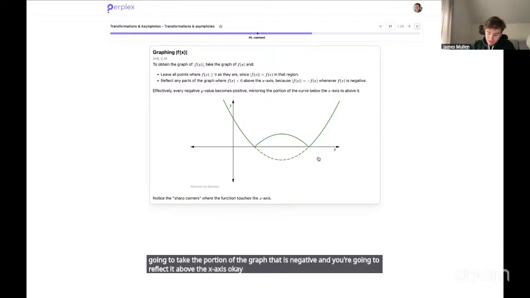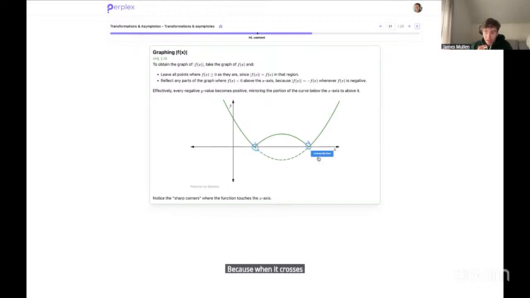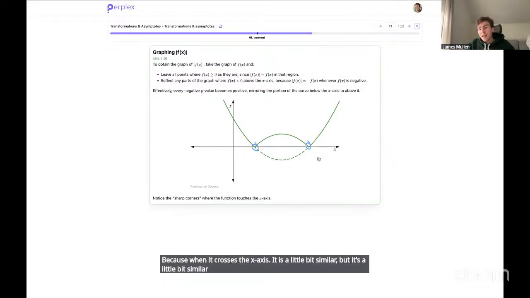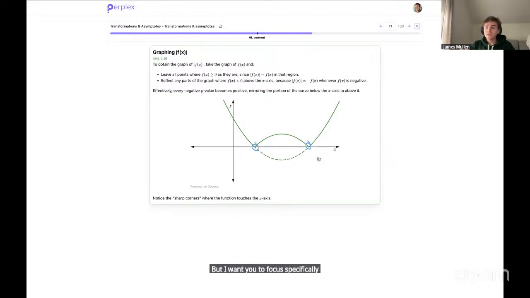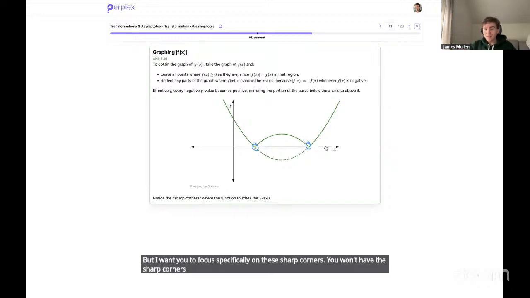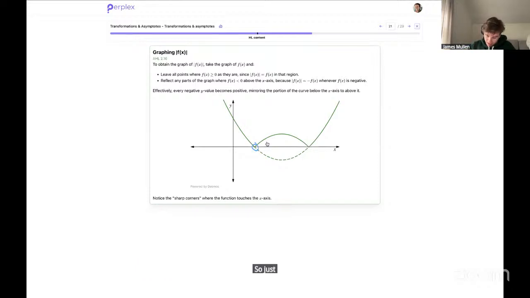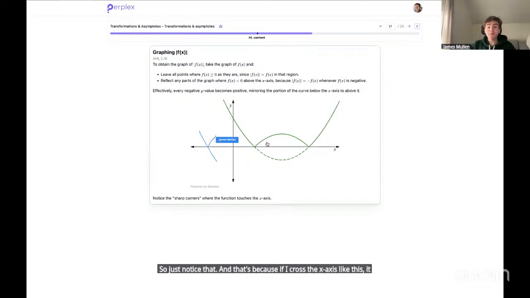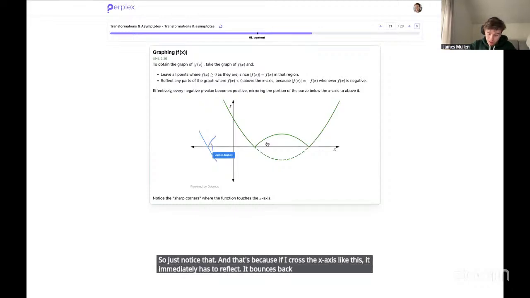What you will notice is that the corners here in general are going to be sharp, right? Because when it crosses the x-axis, it is a little bit similar to the graph of f of x squared. But I want you to focus specifically on these sharp corners. You won't have the sharp corners in the squared case. So just notice that. That's because if I cross the x-axis like this, it immediately has to reflect. It bounces back with the same slope as on the other side, and that makes a sharp corner.